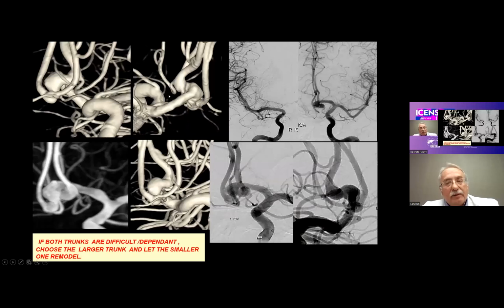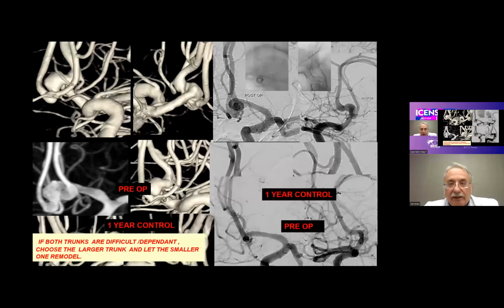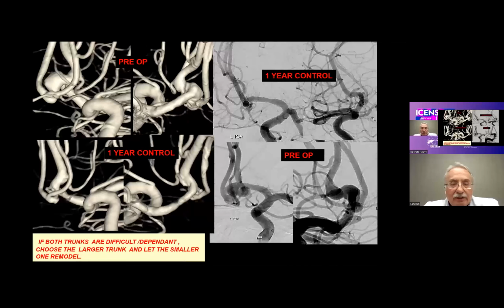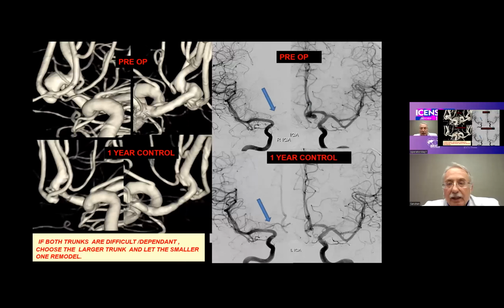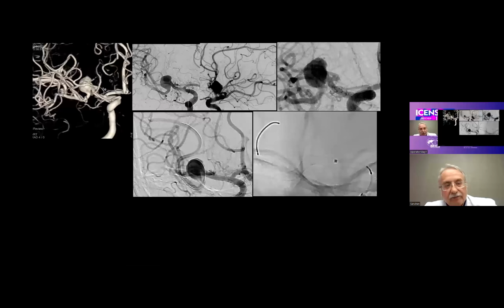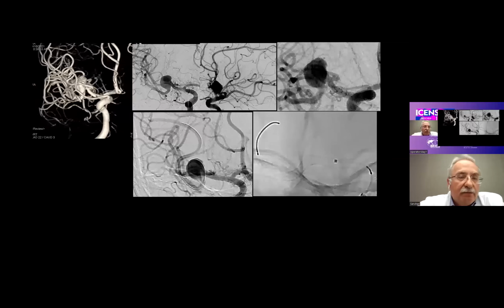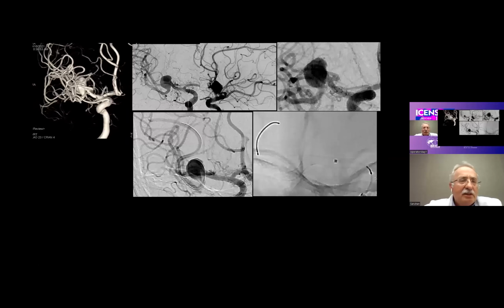Choose the larger one, let the smaller one remodel. This is a complex fusiform ACOM, and right A1 was not here, and then geographically, the larger one was wired and placed, and basically 1 year after the aneurysm is occluded, and look at the right A1. It was very hypoplastic, and now it is more visible here because of the flow redistribution and flow remodeling. This was an aneurysm we treated as one of the former WLNCs, I believe, in 2021.